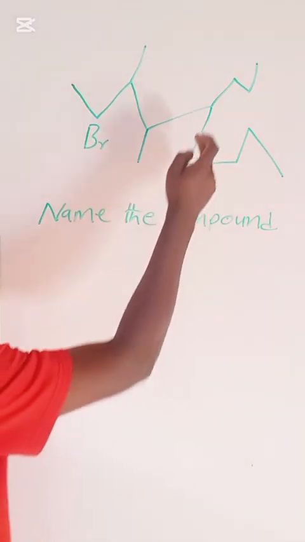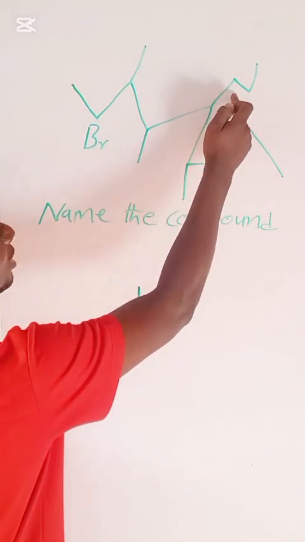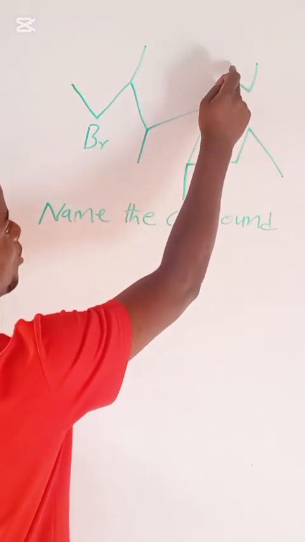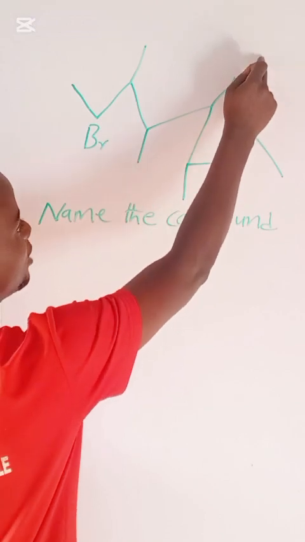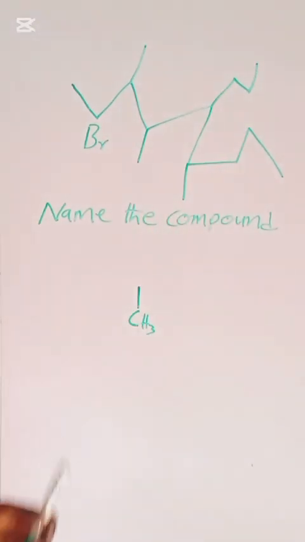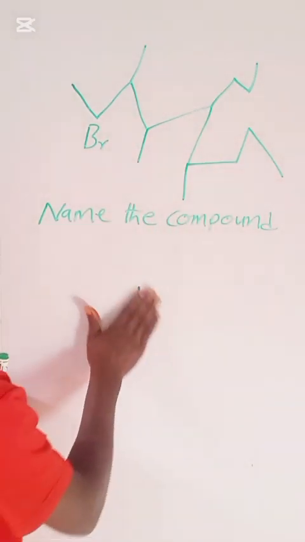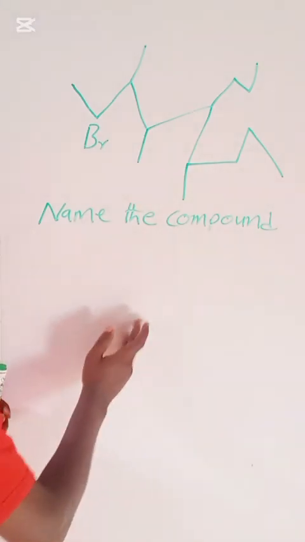And you see now this is a substituent. When you check this substituent, you see that we have one carbon here, another one here, and another one here. Then we have three carbons. That's propyl.